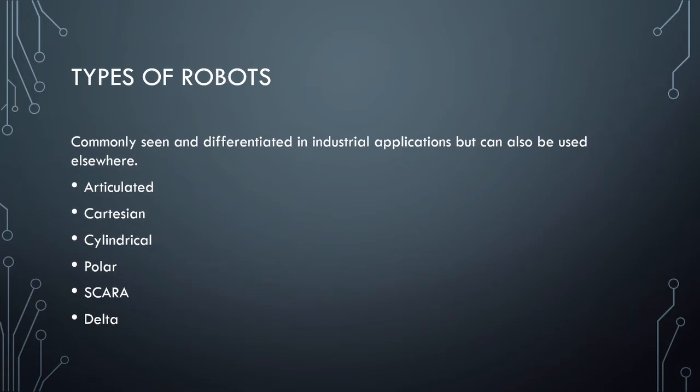Now that we've looked at some applications of robots, we're going to take a look at the main different types of robots. These types you can usually differentiate really easily in industrial applications, but they're essentially used everywhere. You'll just see probably the largest variety in an industrial application. So for all applications, we have articulated robots, Cartesian robots, cylindrical, polar, SCARA, and Delta. We'll take a look in a little bit more detail at what each of those types means, what it is, and what the difference is between types.